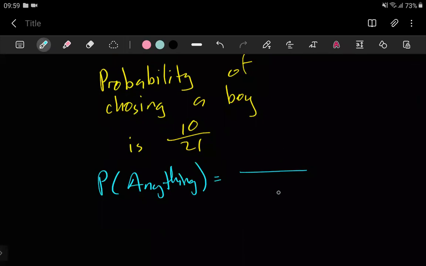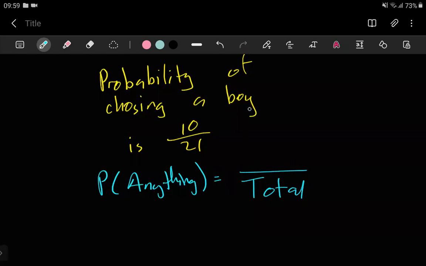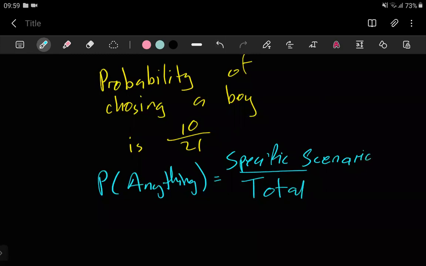The denominator is the easiest one to explain first. The denominator is whatever total you're dealing with. And then the numerator will always be what you may call the specific scenario. I'm trying to use words that are just everyday words that you can remember. So whatever specific scenario they're talking about, over whatever total.